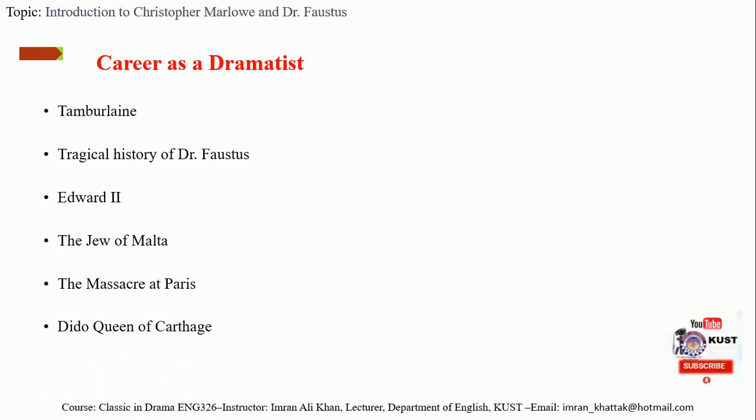Then we have Dido, Queen of Carthage. For this, Marlowe borrowed material from Virgil's Aeneid and left it unfinished. It was Nash who completed and arranged it for the stage. The play differs from all its predecessors in that it does not paint or portray any lust. The Carthaginian Queen is treated poetically and dramatically. This is the only play of Marlowe which has love as its theme and a woman as its central figure.